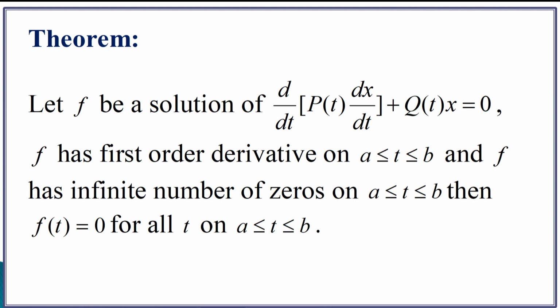Theorem: let f be a solution of this equation, where f has a first order derivative on this interval and f has infinitely many zeros on this interval. Then f is identically 0. So this is an important theorem. Here we can see the benefits of self-adjoint equations. If you have a self-adjoint equation, we can identify some properties of the solution, and then we can identify the complete solution. And here, if this property is satisfied, the solution becomes identically 0. Let's see the proof in the next slide.